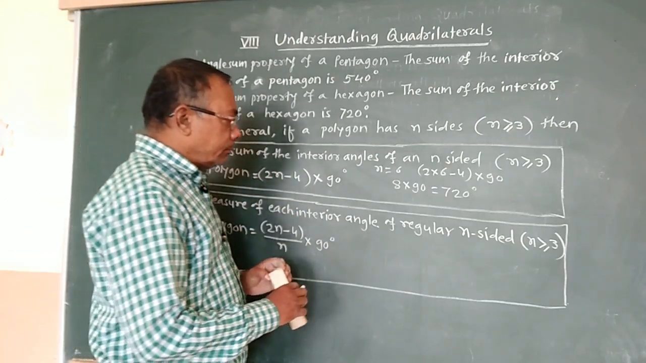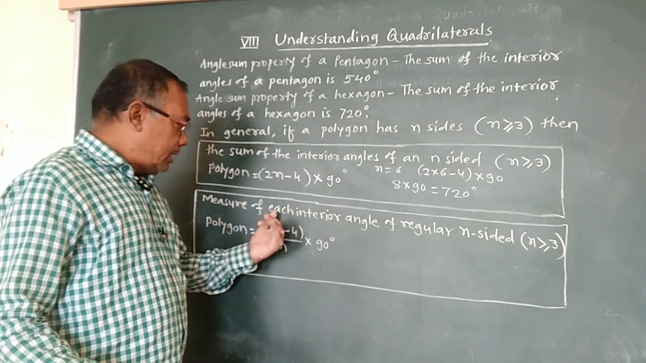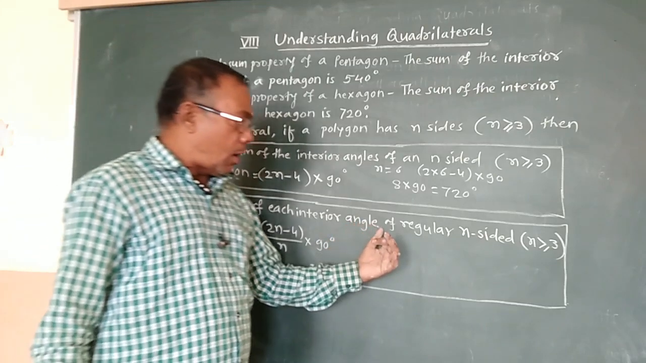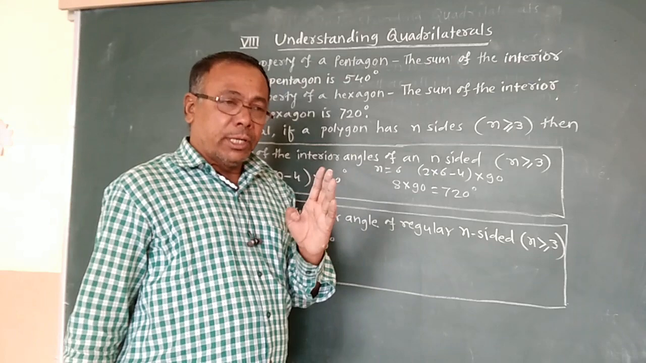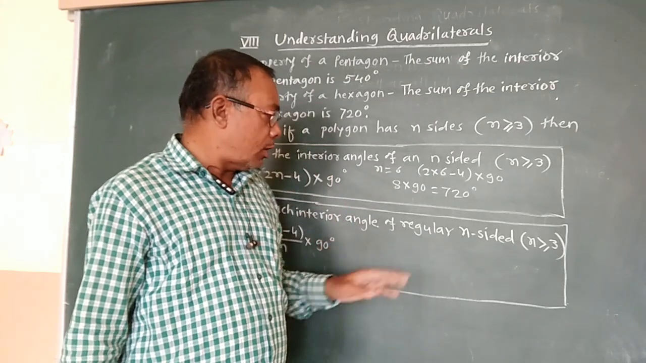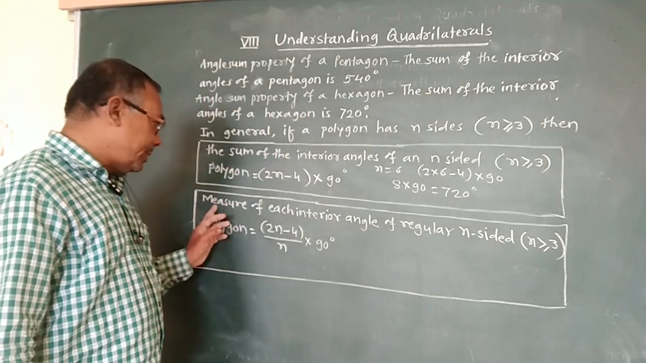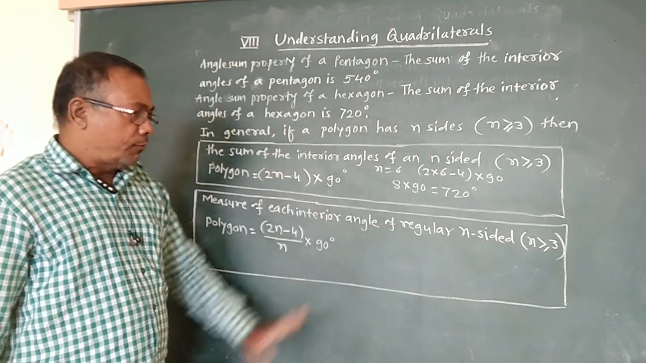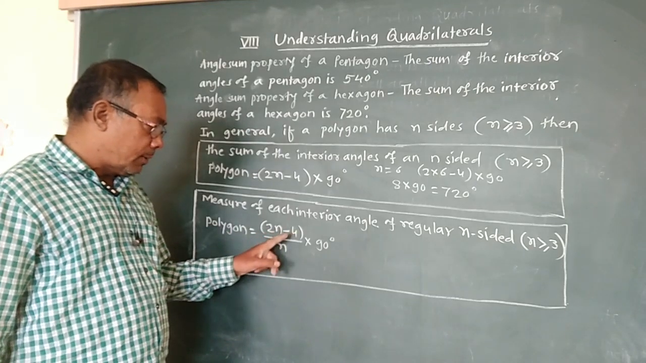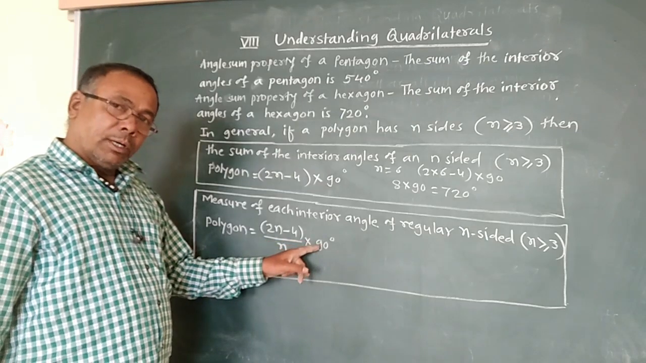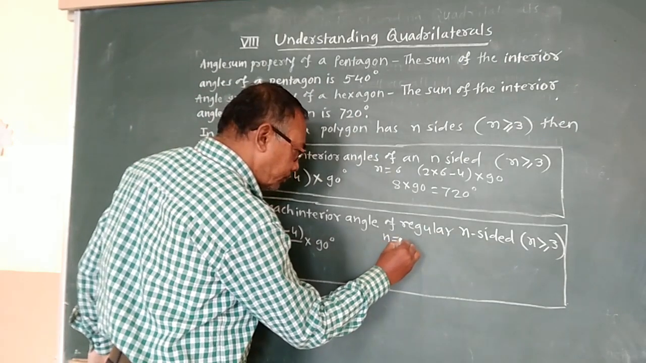But we can also measure each interior angle of a regular polygon. To find the measure of each angle of the given polygon, we can apply the formula: the measure of each interior angle of a regular n-sided polygon is equal to (2n minus 4) upon n into 90. Now let us consider n is equal to 5.